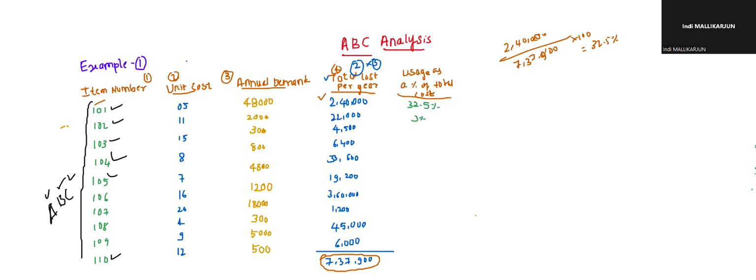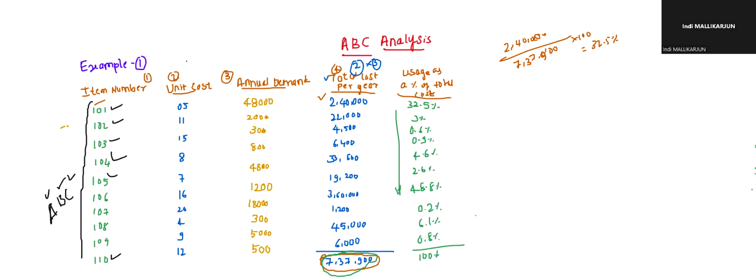For item number 103, 0.6%. Next, for item number 104, 0.9%. Next, 4.6%, 2.6%, 48.8%. Next, 0.2%. Here, this one is 6.1%. At last, 0.8%. So when you add these things, you will get a total of 100%. Which means among these 7,37,900 rupees, we have calculated how much each item is contributing.